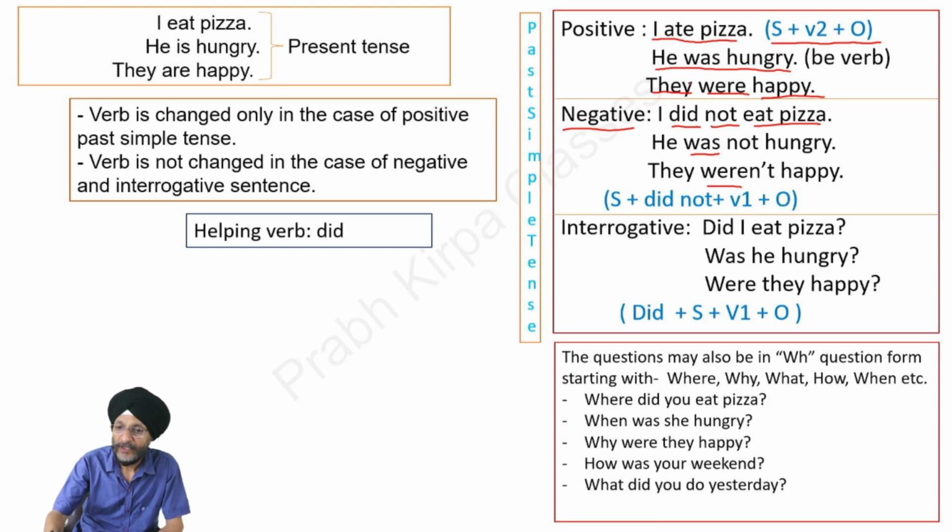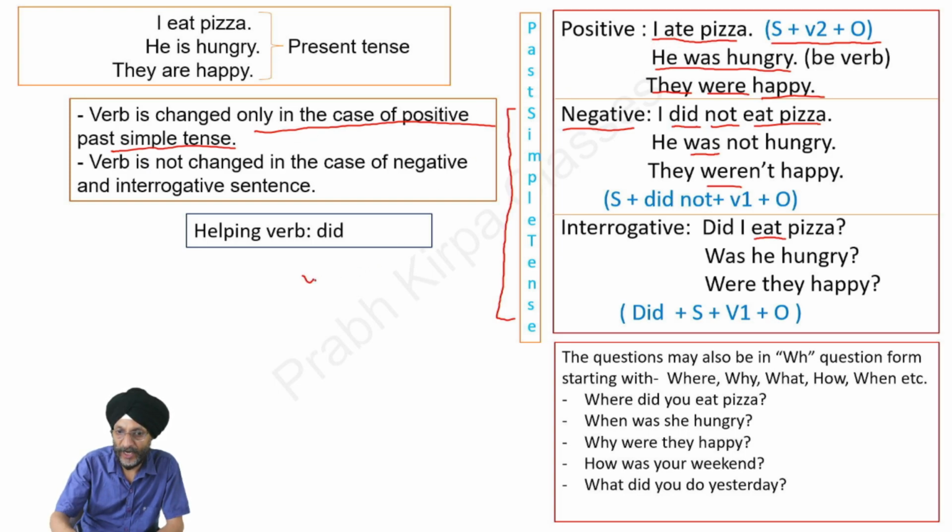object. You have seen that in the positive sentence we had used the second form of the verb, but when we form the negative sentence or interrogative sentence, we use the first form of the verb. As you will see, we have used eat, and here we have also used the word eat. Verb is only changed in the case of positive past simple tense. As you will see here, it becomes ate.